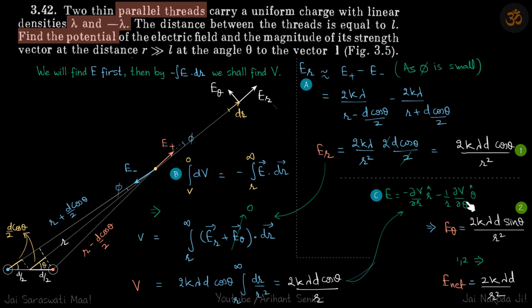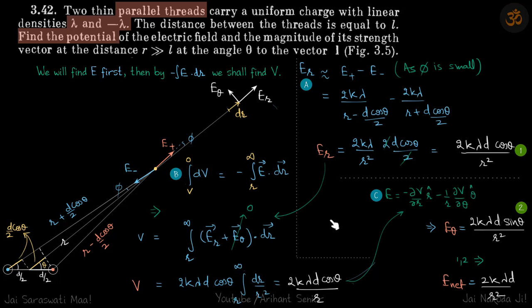So E theta, if you put the value of potential here, except theta everything else is constant. So this will become 2k lambda d by r square times dou by dou theta of cos theta. So that will be sin theta. So this will be the value of E theta. E_r we already found, and E net if you want to find, that will be just root of E_r square plus E theta square, which will give you your answer.